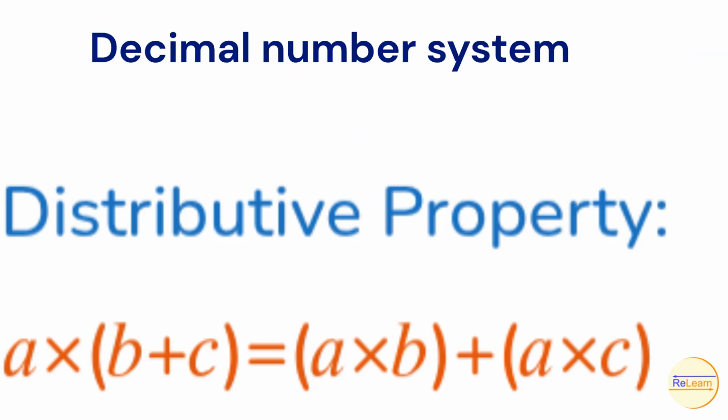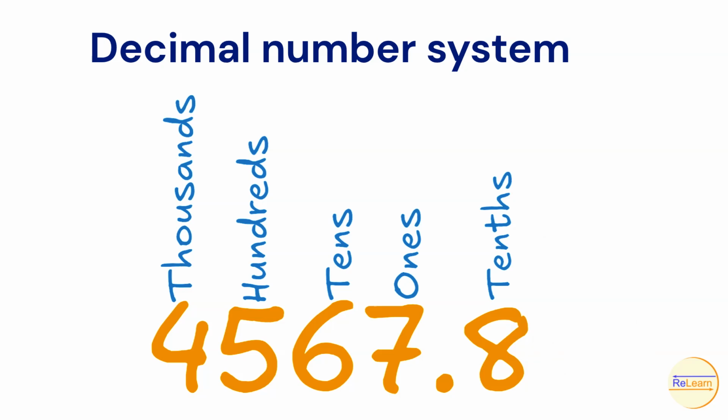The decimal number system is a base 10 numbering system that uses 10 digits, 0 to 9, to represent numbers, with each digit's value depending on its position or place value. It is the most widely used system for arithmetic and everyday counting.